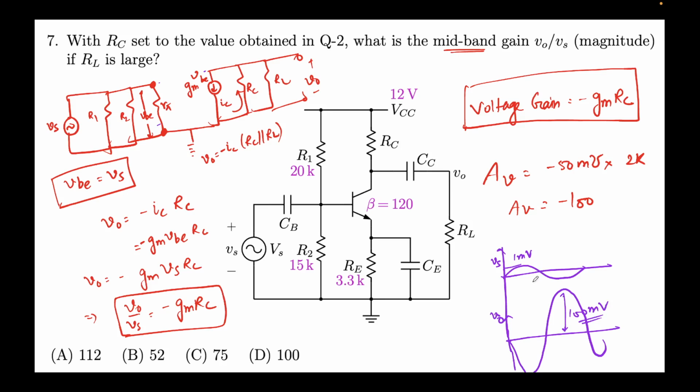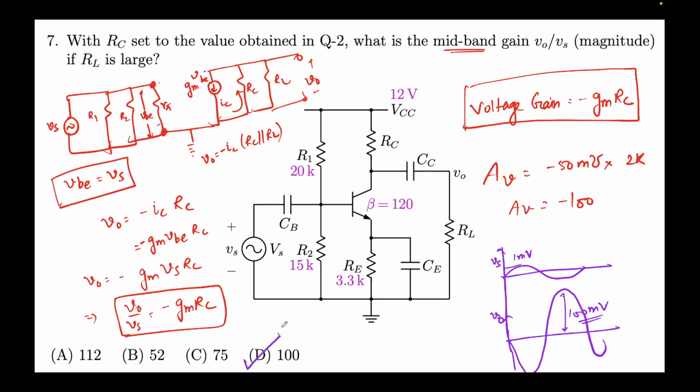That's why I denoted it in small letters, V0, small v. Remember, when we were talking about DC biases, they were all capital VE, capital VB, capital VC, and so on. But here it's all AC analysis, so it's all small letters. What we obtained was that the value was 100, which is option D that you see over here.